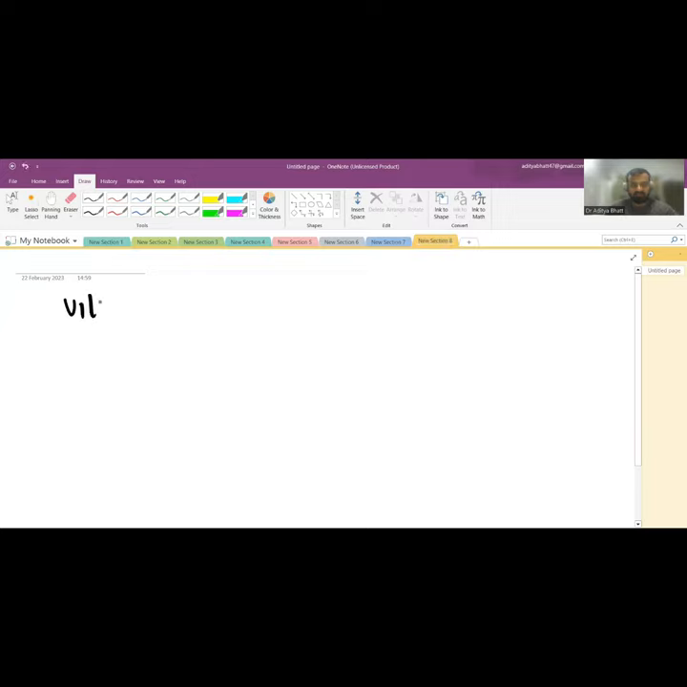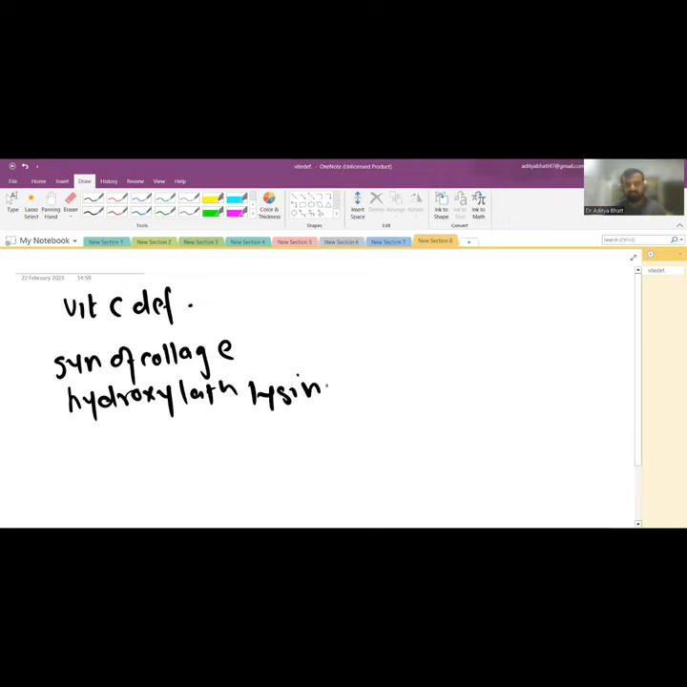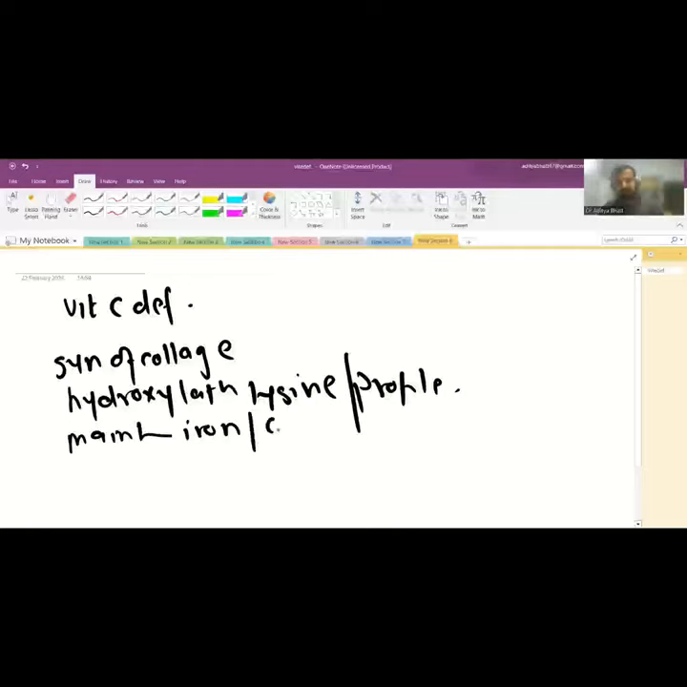And the last part over here is vitamin C deficiency. Again, it is a very long part, because vitamin C is required for synthesis of collagen and hydroxylation of lysine and proline. We require the presence of vitamin C. Also, vitamin C maintains iron and copper atoms, and it is also a cofactor for metalloproteinase enzyme.